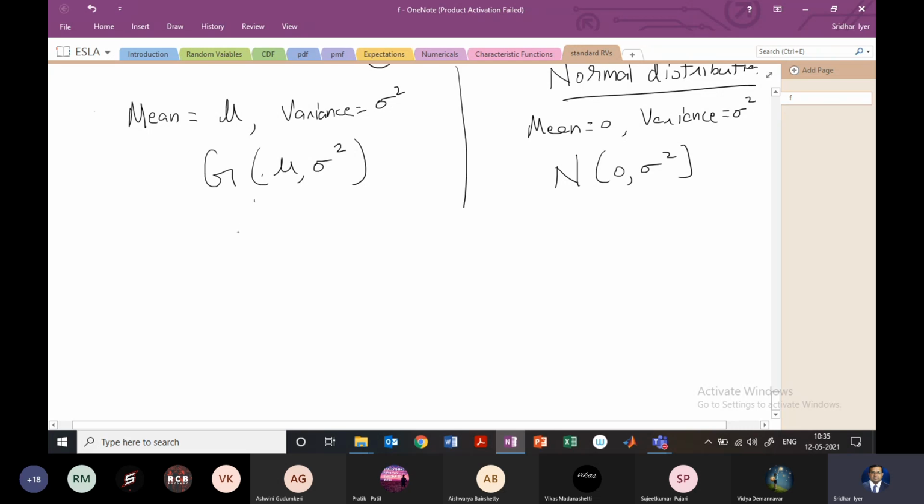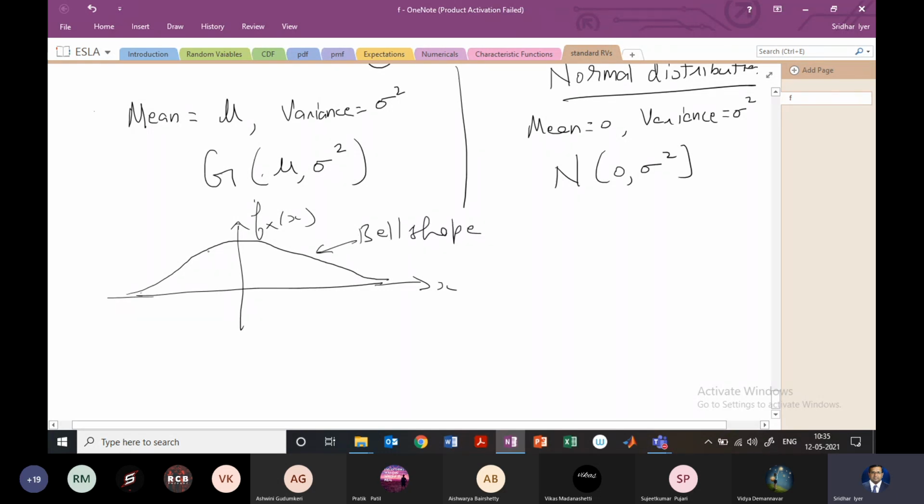You can see it all over the internet also. So it looks like this. This is the value of x, and this is fx of x, the PDF. Then this PDF has a bell shape. Okay, this is a bell shape.